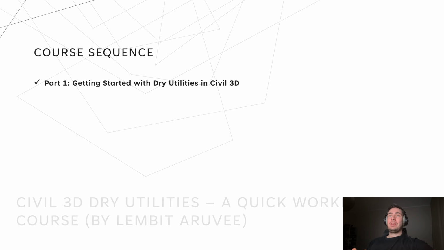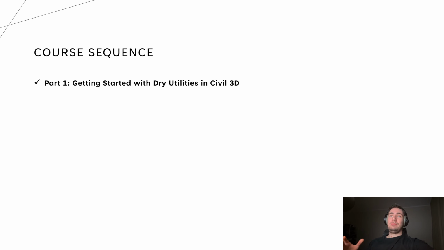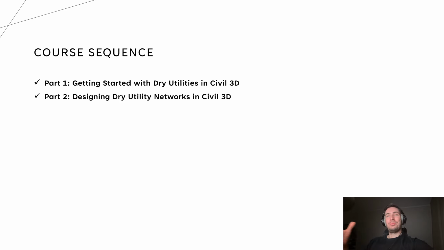So yeah, the course has a few parts. The first part is going to be just about the elements or the tools that I use to get my things done. Then we're gonna move on to designing dry utilities. So I'm going to have a few examples. I'm going to walk through all these examples so you can just get the idea of how to make dry utilities in Civil 3D.